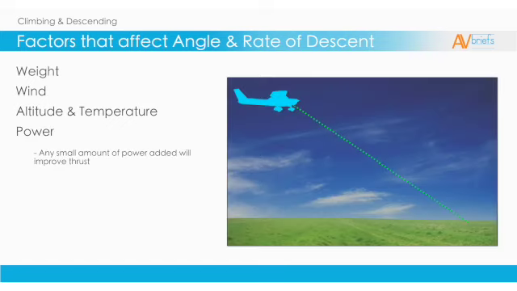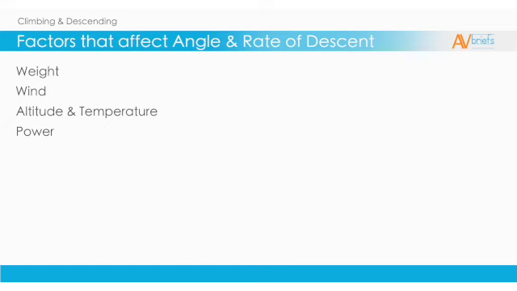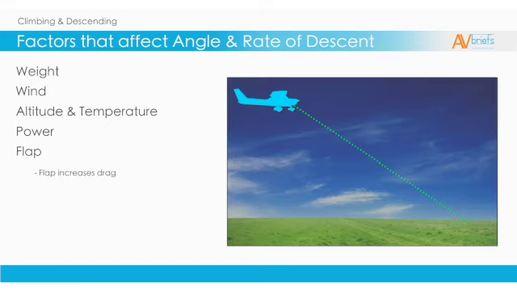Power. Any small amount of power added will improve thrust. Power will counteract drag. It reduces the rate of descent. And it increases glide distance. Flap. Flap increases drag. The nose needs to be lowered to maintain the same airspeed. Flaps create a steeper approach. All this can be better for normal approach and landing configurations. For a glide descent, they will always reduce glide distance, if there is no added power.